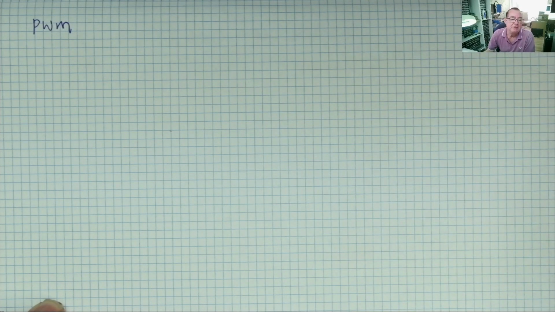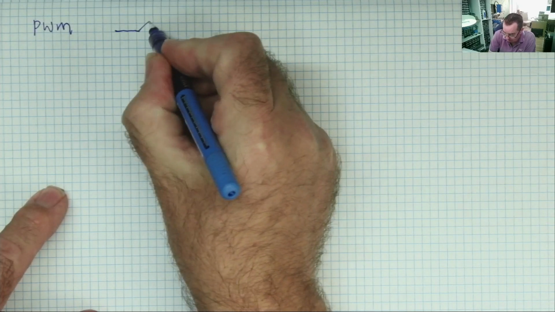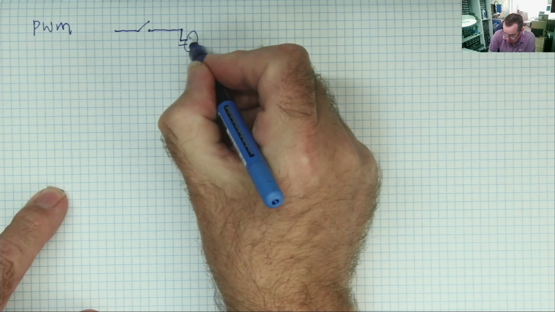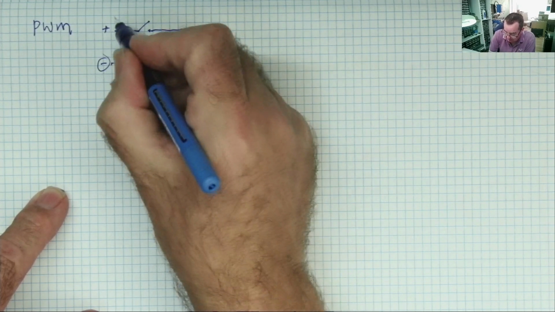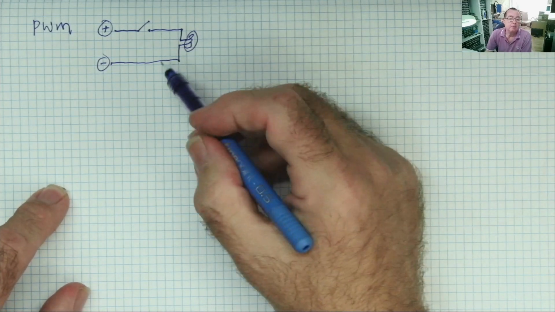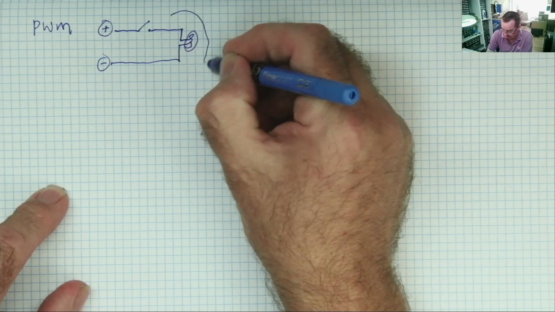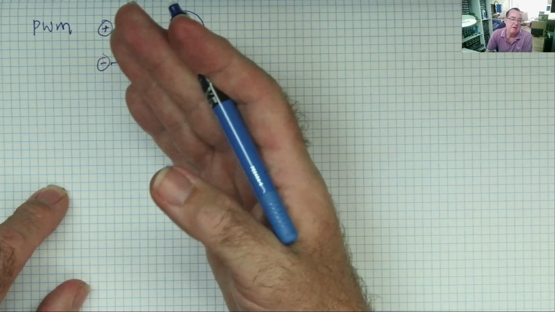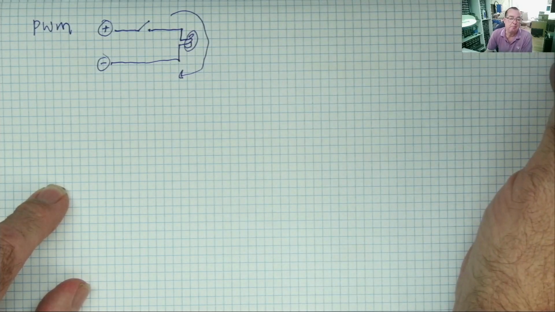So, let's imagine a circuit with a light bulb and a switch, okay? So we have a switch, and we have a light bulb, an old-fashioned incandescent light bulb, plus and minus. When we apply a voltage and we close the switch, the conventional current flows from plus to minus through the light bulb, and the light bulb will light up. If we apply sufficient voltage to match the rated voltage of the bulb, it will light up to full brightness.